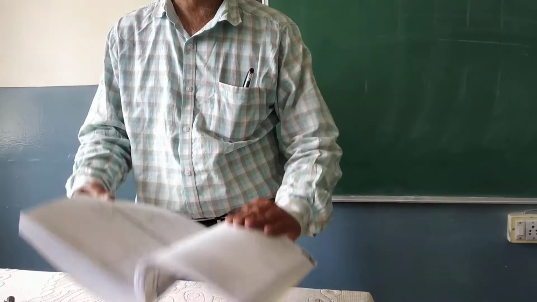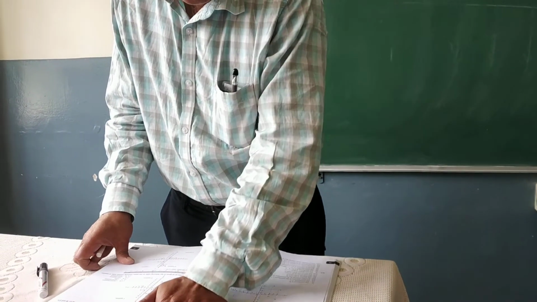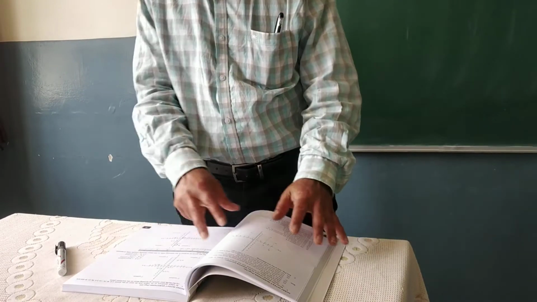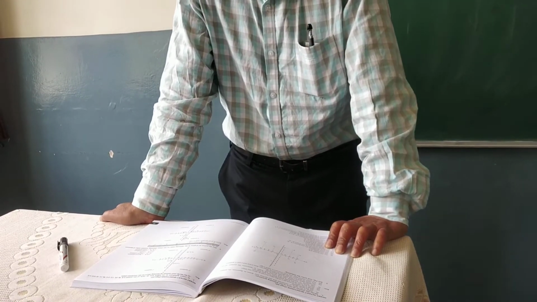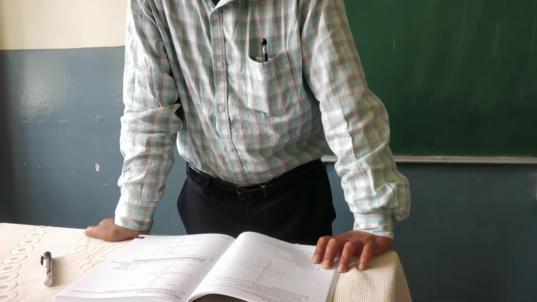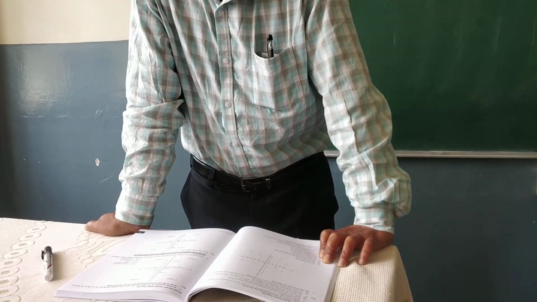Then in your second exercise, if you go through it, there is question number 1. Write the answer of each of the following questions. The first question is, what is the name of the horizontal and vertical lines?